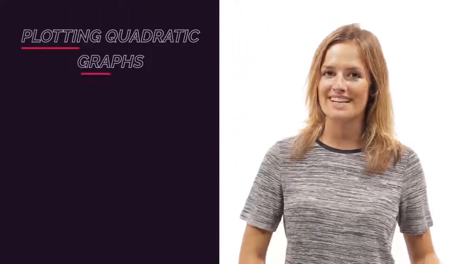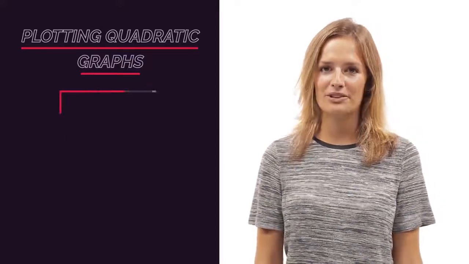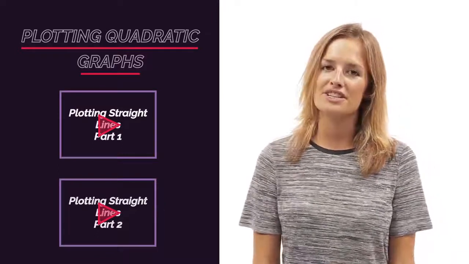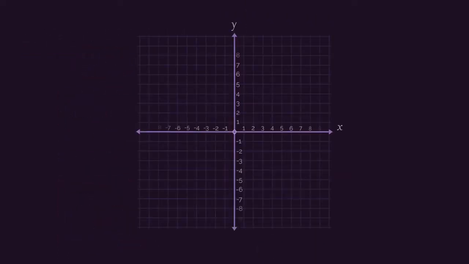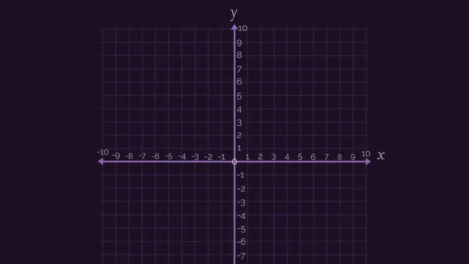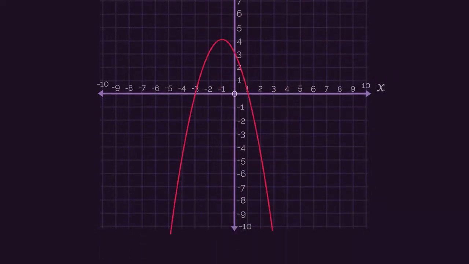So in this video, we're going to look at how to plot quadratic functions onto a graph. You should already know how to plot straight line graphs using a table of values, but if you've forgotten, watch these videos first. There is nothing new to learn for quadratics, other than the shape we are expecting. Quadratic functions are either U-shaped, like this, or N-shaped, like this.